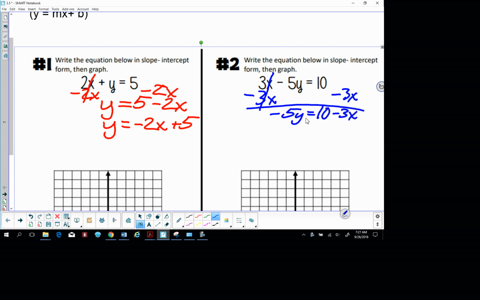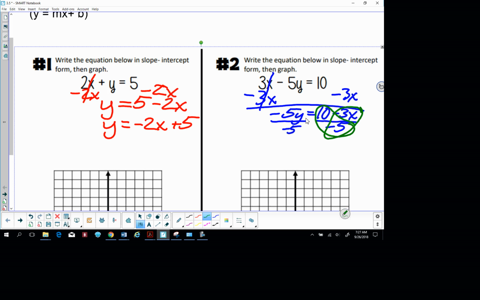Okay? What's my next step to getting y by itself? Divide by negative 5. Awesome. And if I divide here, I'm going to divide this whole piece by negative 5. And I see some people write it this way. So make sure that you divide each part by negative 5, right?